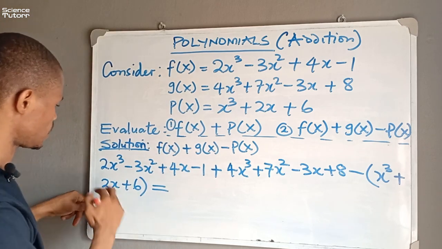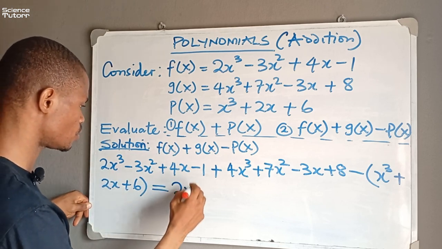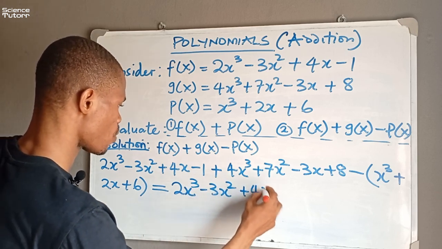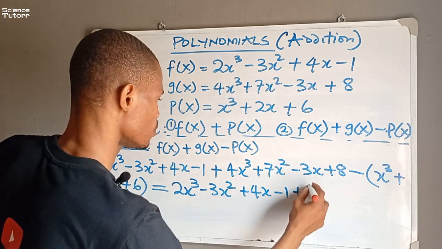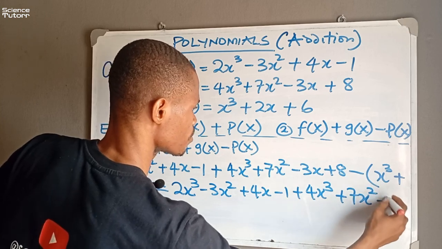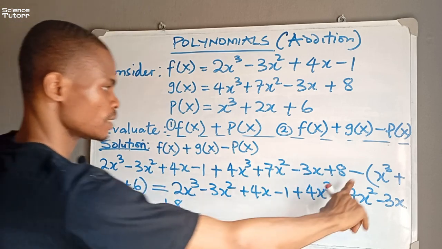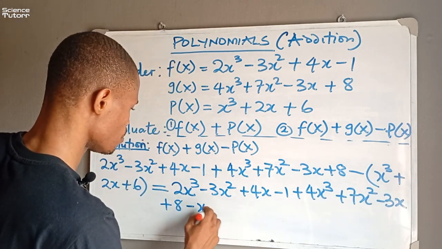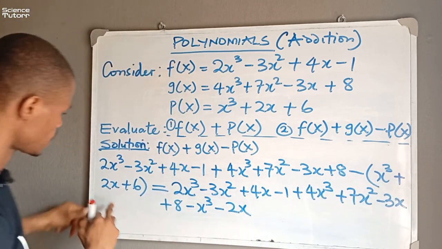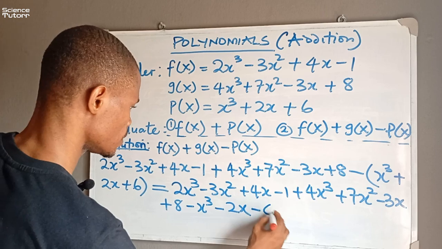So let's simplify our terms. We have 2x cubed minus 3x squared plus 4x minus 1, plus 4x cubed plus 7x squared minus 3x plus 8. This minus changes this to minus x cubed. Minus times plus is a minus, so we have minus 2x. Minus times plus is a minus, which is minus 6.